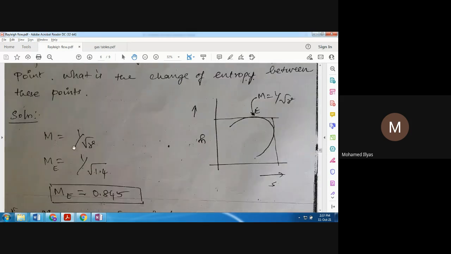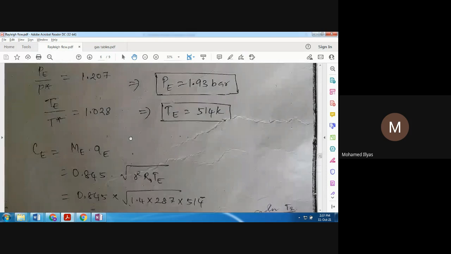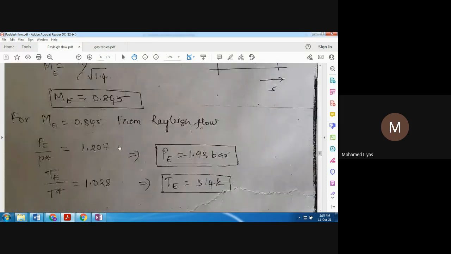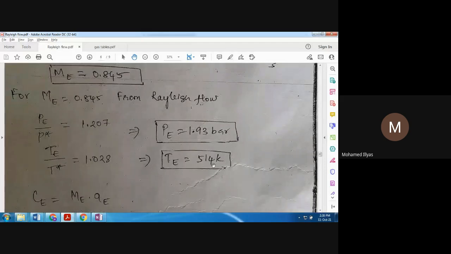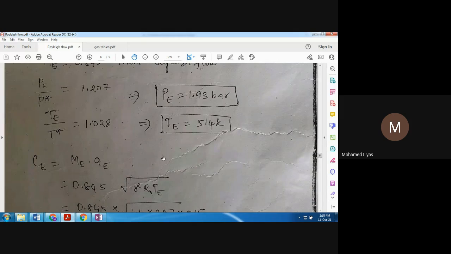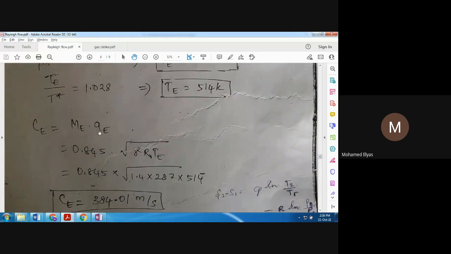So P star and T star are given in the problem, which are 1.6 bar and 500 Kelvin respectively. We'll get our P by writing 1.207 into P star, which is 1.93 bar, and T equal to 1.028 into our T star, which is 500 Kelvin. So we'll get our T as 514. We can also find out the velocity by writing M equal to C by A. So C equal to M into A, where A can be written as root of gamma R T.